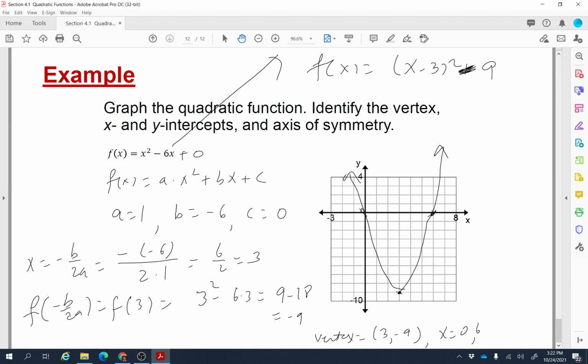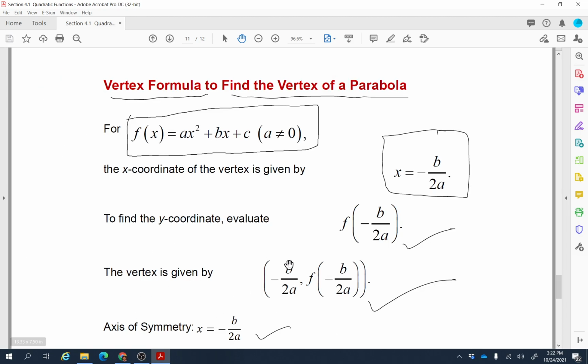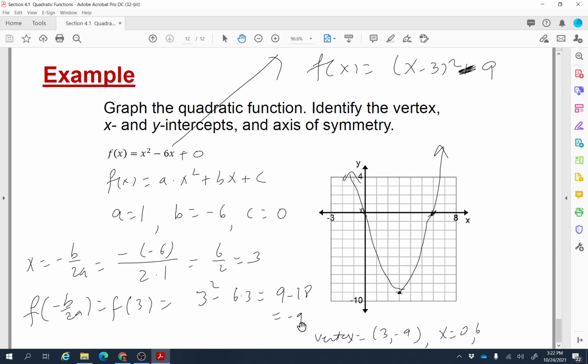So if you have the general form, then we can use the quadratic formula for finding the vertex. If your quadratic function is in this form, this is the formula for finding the vertex and axis of symmetry.